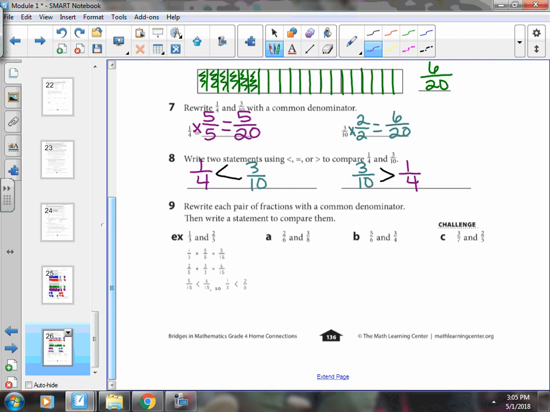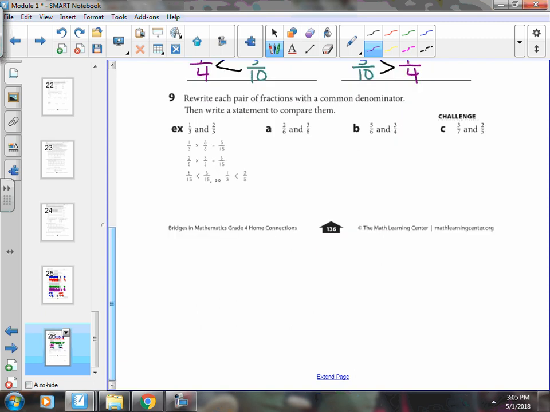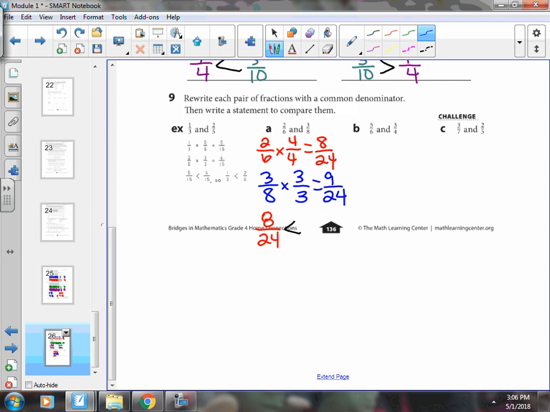Rewrite each pair of fractions with a common denominator, then write a statement to compare them. Okay, 2/6 and 3/8. Let's see. 6, 12, 18, 24. I can make them both into 24. So I'm going to take 2/6 and multiply by 4/4. I get 8/24. And then I'm going to take 3/8 and multiply by 3/3 to get 9/24. And I can see that 8/24 is less than 9/24.